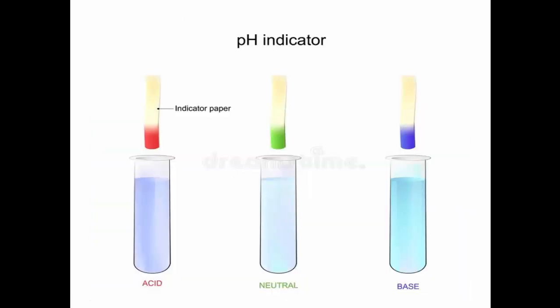Now let's see from the picture. This is universal indicator or pH indicator. If we put this indicator into the acid, the color will change into red. So this means this is acid. If you put it into the neutral, the color will turn green. And if you put it into the alkaline, the color will turn blue.